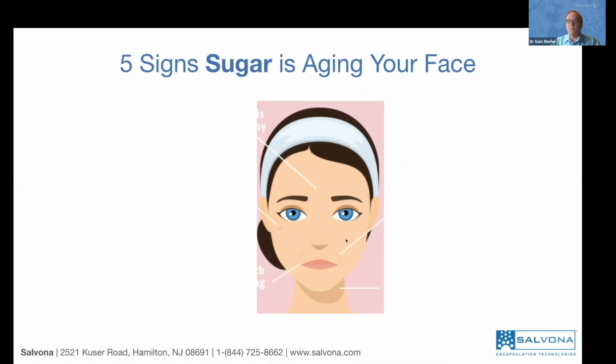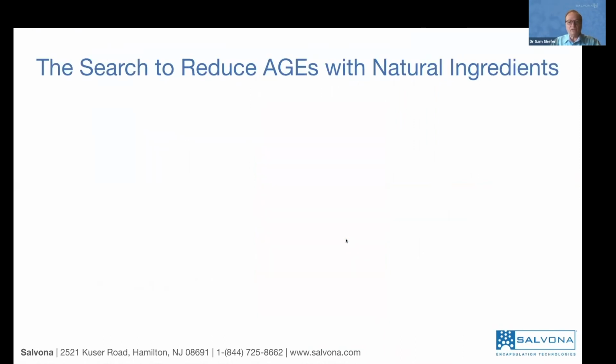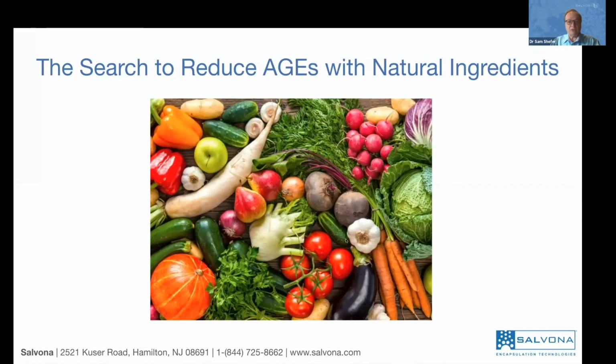5 signs. Number 1, skin surface becomes harder, losing elasticity. Number 2, discoloration, uneven skin. Number 3, cross-hatch lines along the lip line. Number 4, deep surfaces, deep wrinkles. And number 5 is sagging skin. So if you see any of this, you know there is an issue with excess sugar and formation of AGEs. Where can we find a solution?